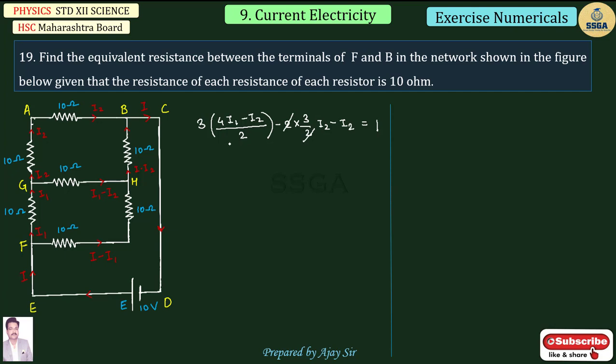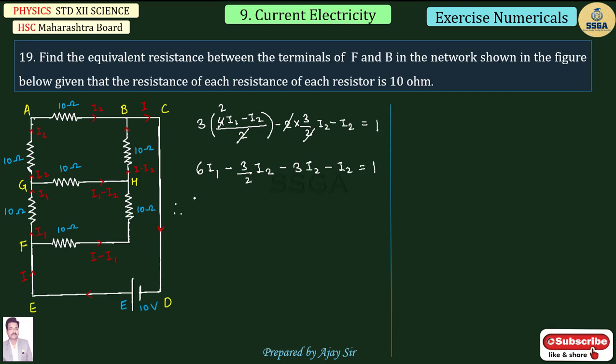Let us multiply this inside. So this is 3 and this is 2, and this is 3, 6 into I1, minus, this 3 will be as it is, this is 3 by 2, so 2 is there again, 2 into I2, minus 3 into I2, minus I2, which is equal to 1.